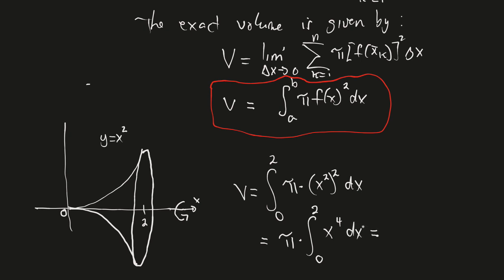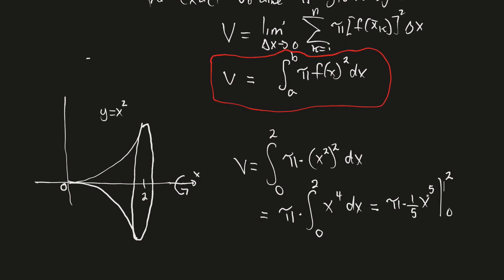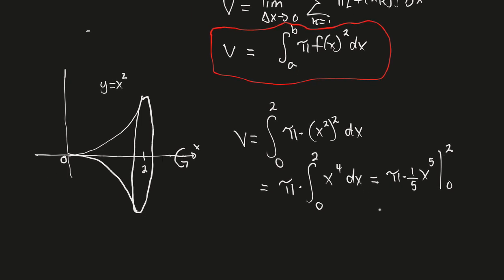And then find our antiderivative. So it's going to be pi times 1/5 x to the 5th power from 0 to 2. This ended up being a really simple antiderivative. And then our constant, I'll write this as pi over 5, and then at the upper limit, 2 to the 5th, that's 32, minus 0 to the 5th, which is 0, so our volume is 32 pi over 5.